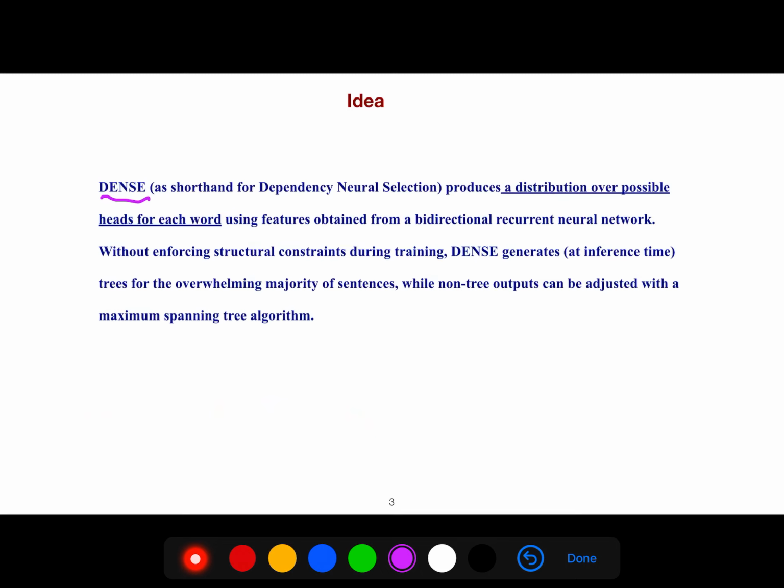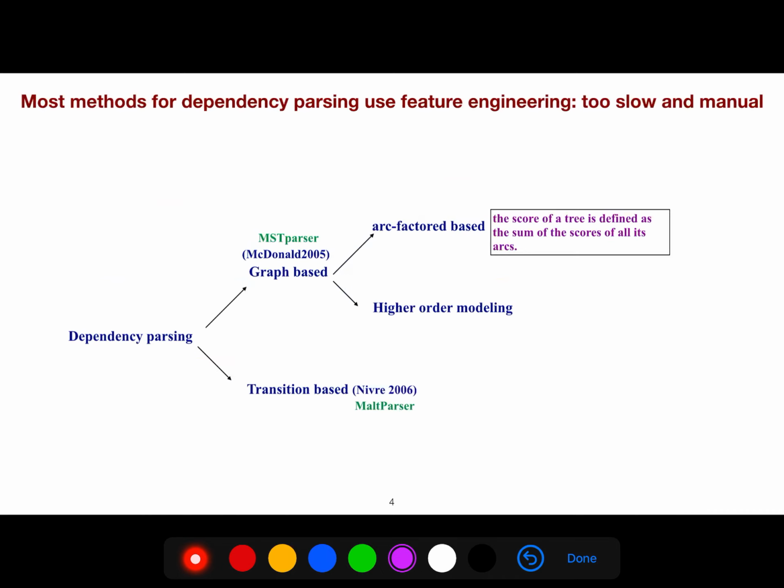It uses features obtained from a bidirectional LSTM without enforcing structural constraints, so they don't impose the constraint that the output should be a tree. And Dense generates trees at inference time for the overwhelming majority of sentences, around 85% of them, I think, without any problem. But the rest of them can be adjusted by the maximum spanning tree algorithm.